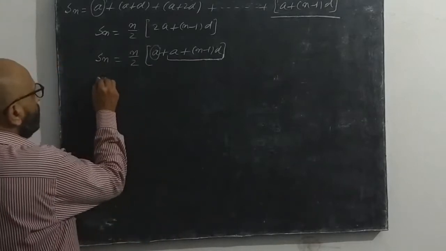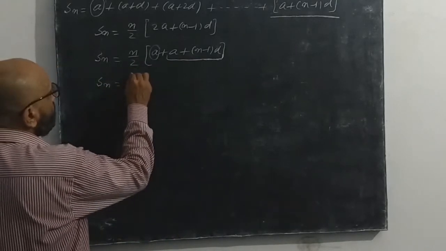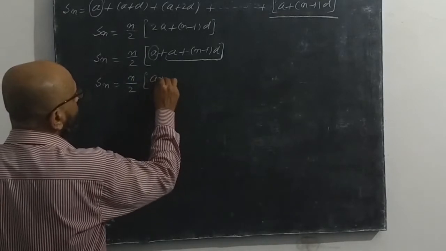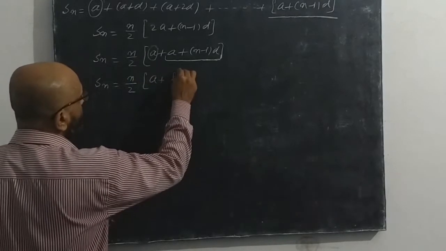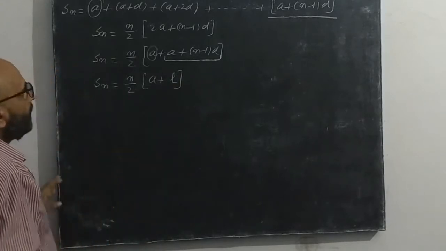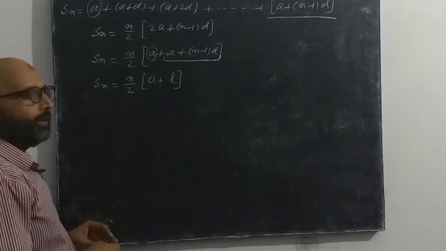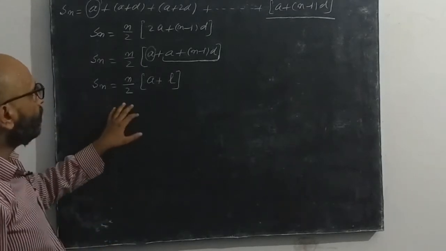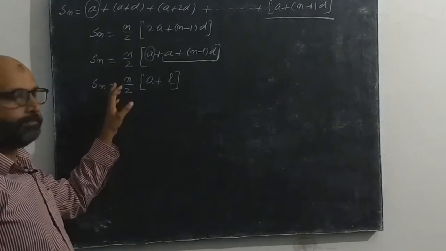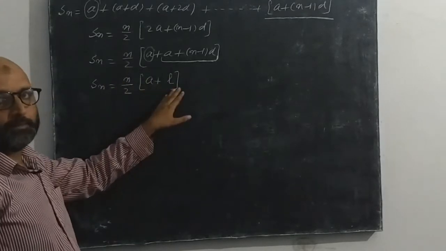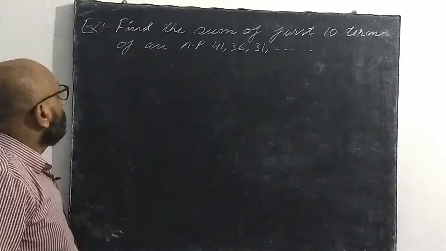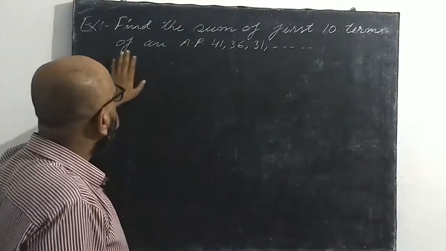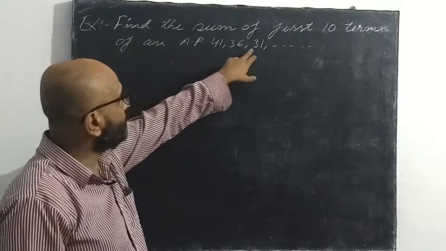So this formula may also be written as Sn is equal to n upon 2 into (a plus L), L for last term. This is only used when we know the number of terms in the sequence, the first term and the last term. Now, for example, we have to find the sum of the first 10 terms of an AP 41, 36, 31 and so on.